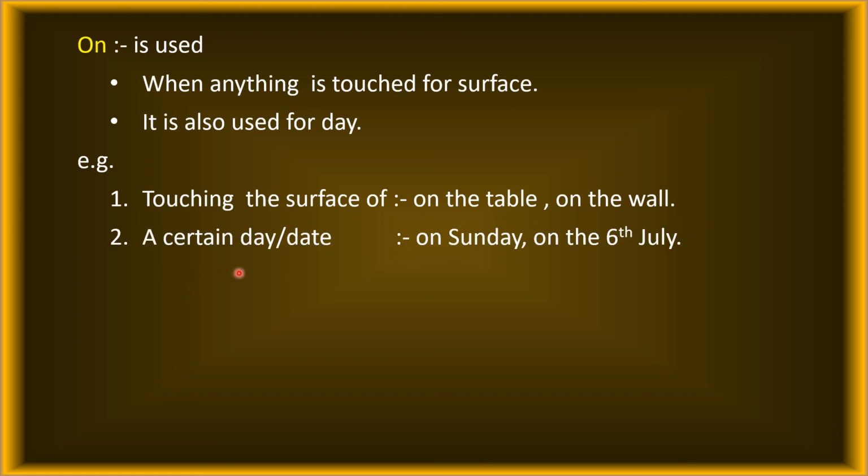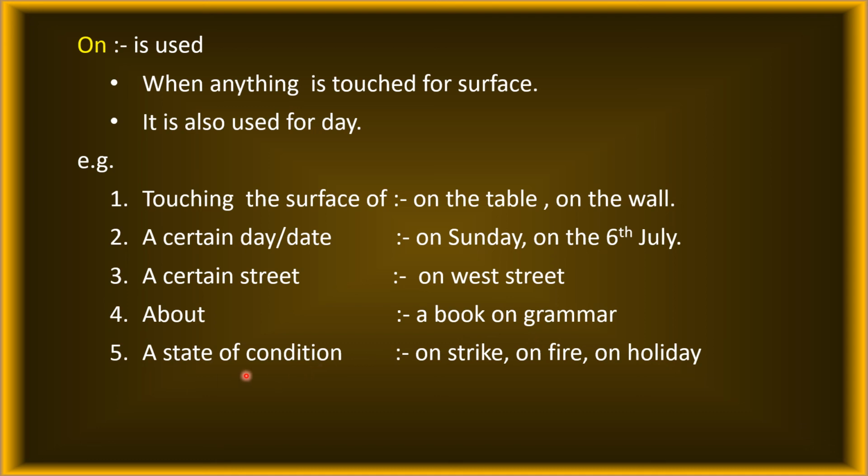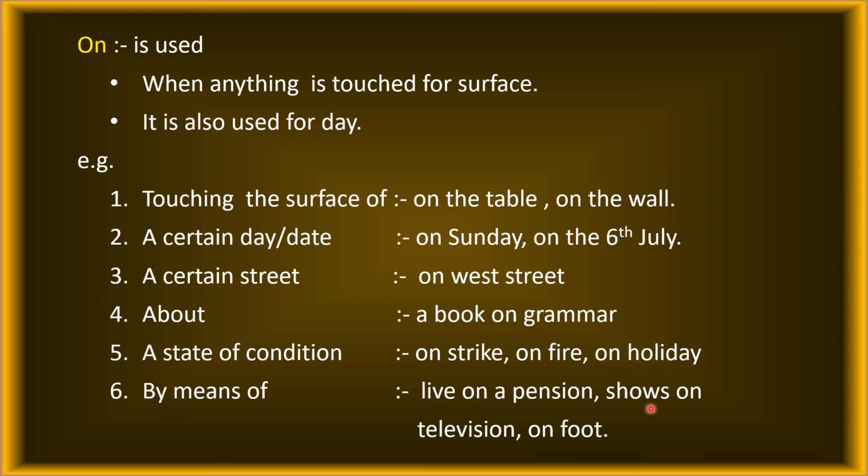A certain day and date: on Sunday, on the 6th July. A certain street: on West Street. About: a book on grammar. A state of condition: on strike, on fire, on holiday. By means of: live on a pension, shows on television, on food.